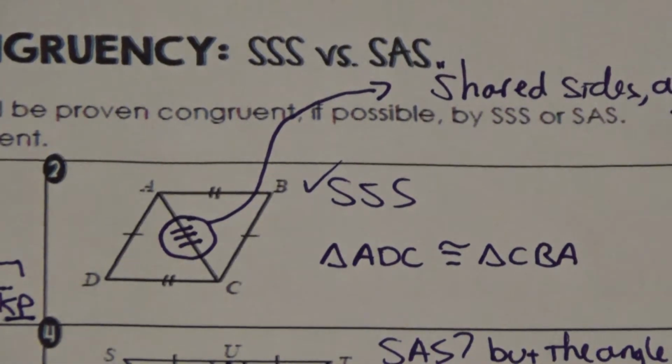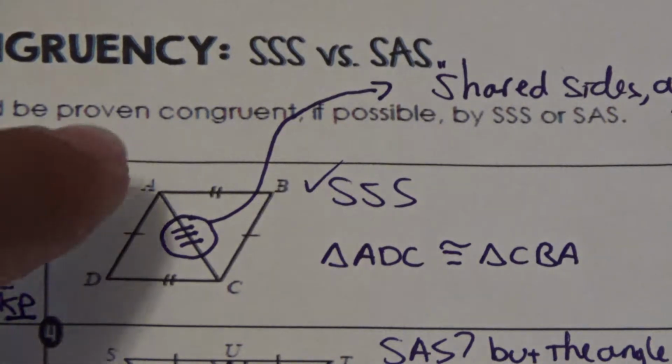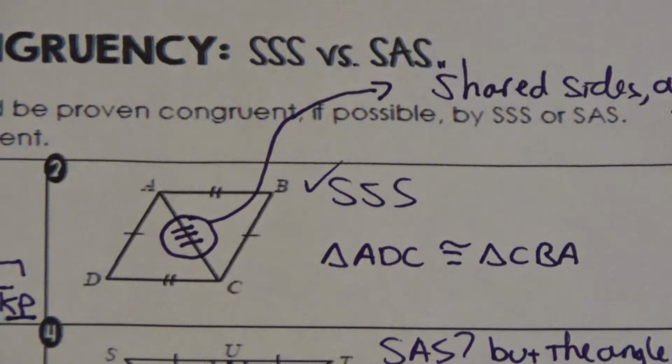Well, how do we know that? On your paper, you don't see that third tick mark. I know that side AB is congruent to side DC and side AD is congruent to side BC. But hey, guess what? Side AC is congruent to side AC as well. Why? Because we call that a shared side.